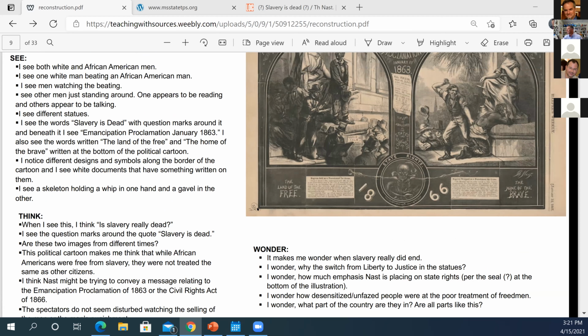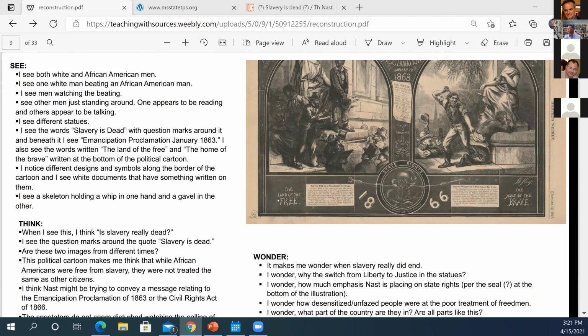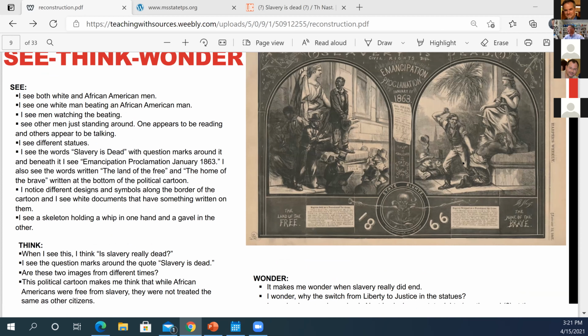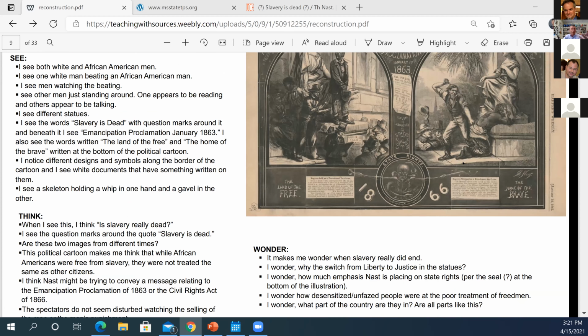Why the switch from liberty to justice in the statues? And of course, the teaching is, it makes sense to have liberty here because this person's liberty is being taken away. And this justice here, this person is not receiving justice. Of course, according to Nast, and I think we'd all agree with him. How much emphasis Nast has placed on states' rights.